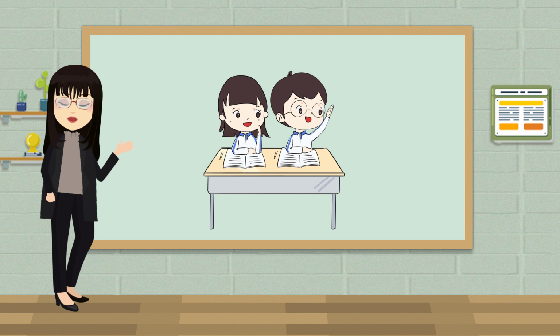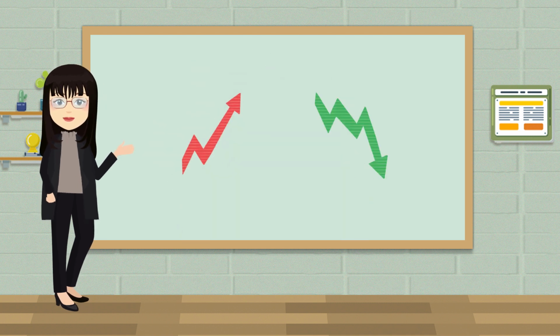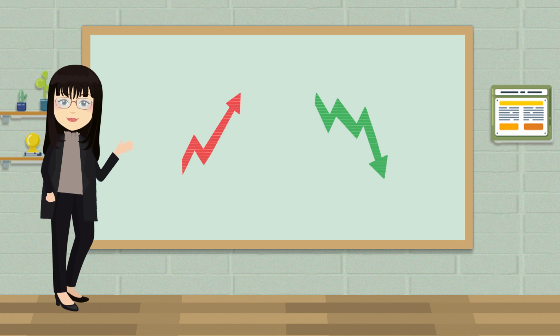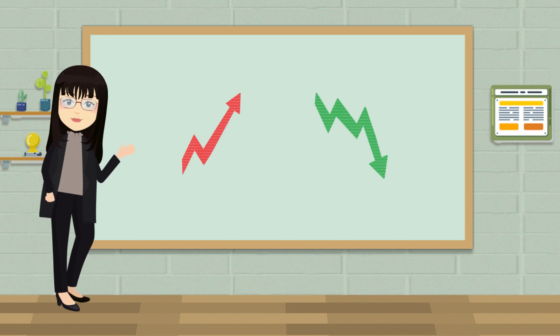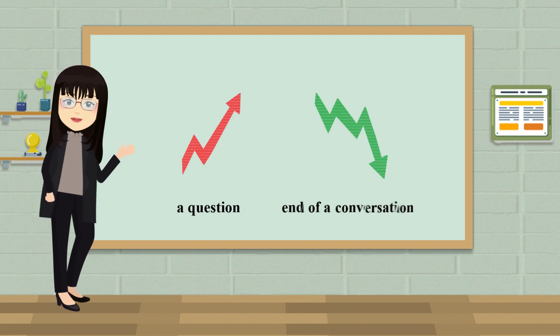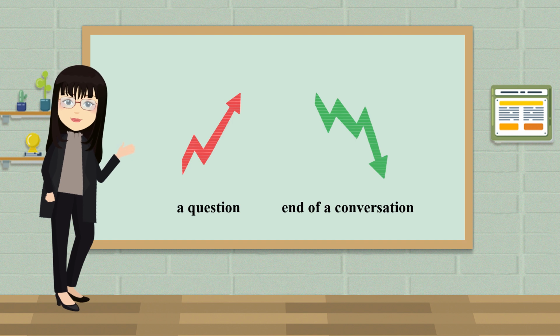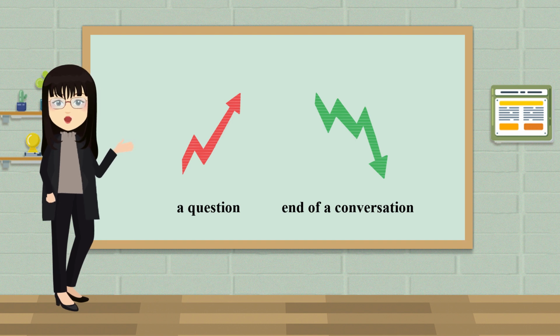Other turn-taking signals include the rising or falling intonation of your voice. A rising intonation usually indicates a question, and a falling intonation indicates the conversation is coming to an end. We may also stop making hand gestures and shift our eye contact to the person who we think will speak next.